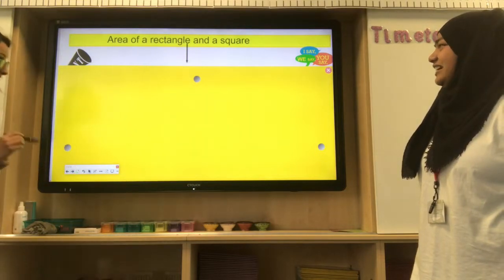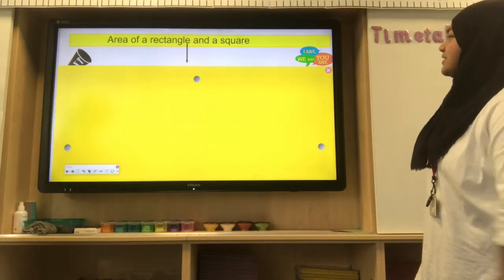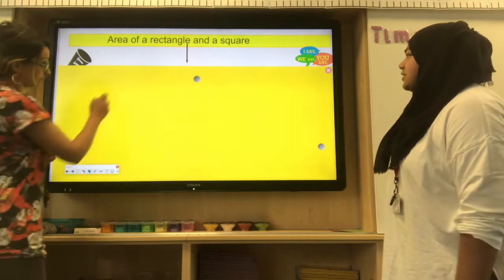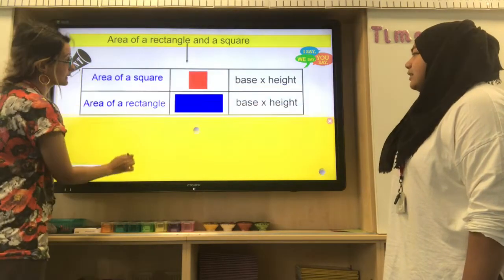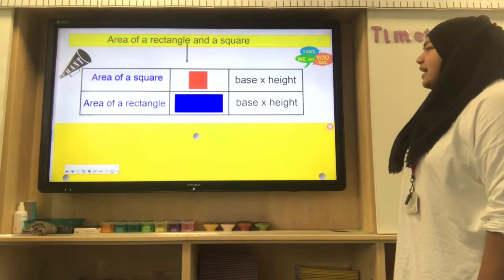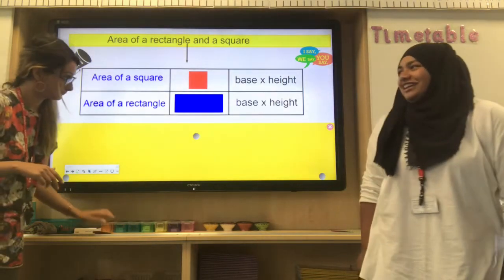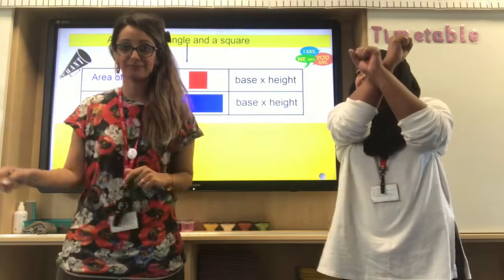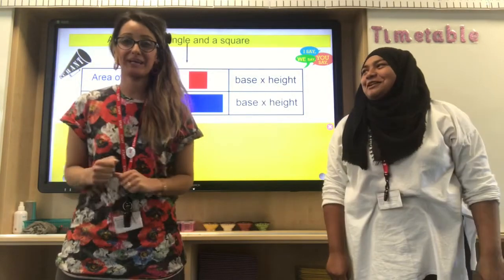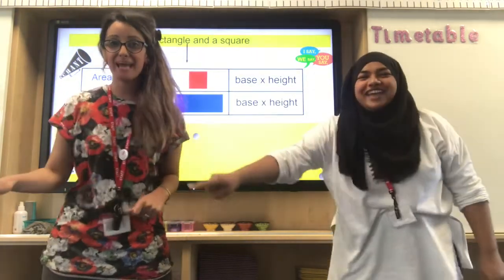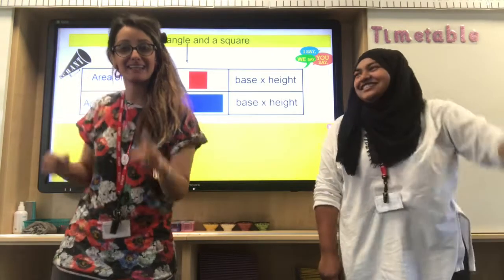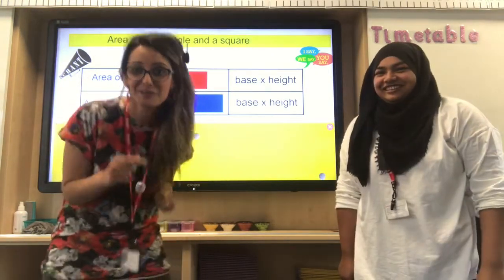So, Miss Mia, do you want to just read the title of the next one? Yep. So it says area of a rectangle and a square. So we're just going to look at the formula. Okay. Right. So area of a square and area of a rectangle is exactly the same. Mrs. Gale, follow my lead. It's base times height. Say with me. 3, 2, 1. Base times height. Have a go at home. Go on. You know you want to.